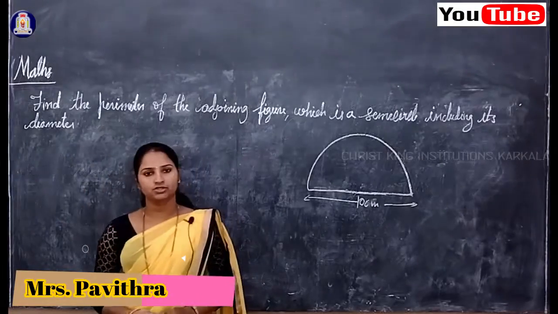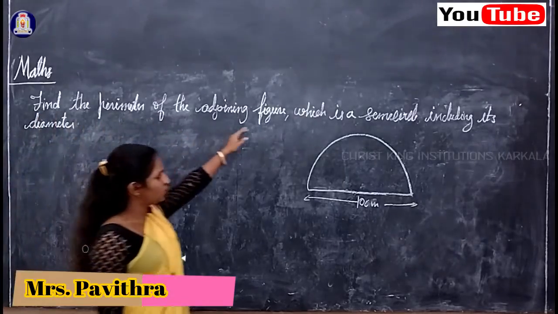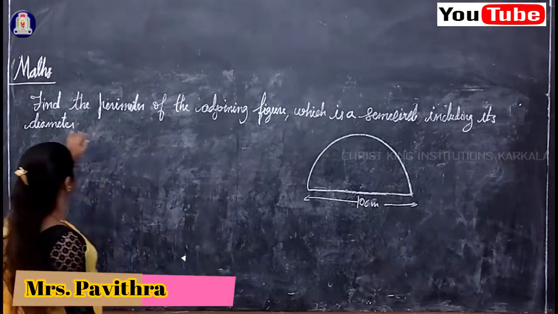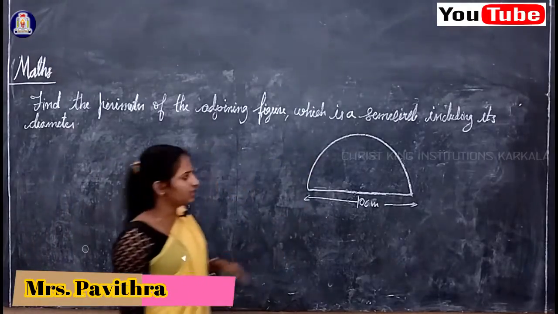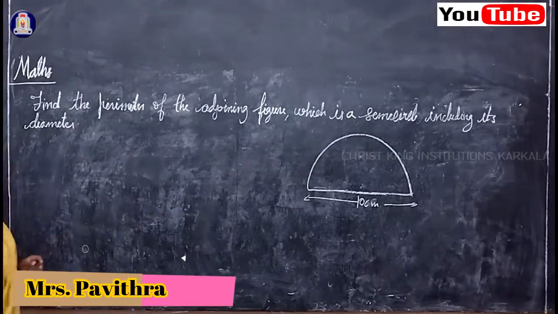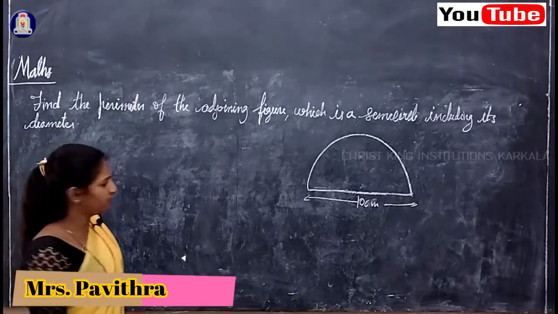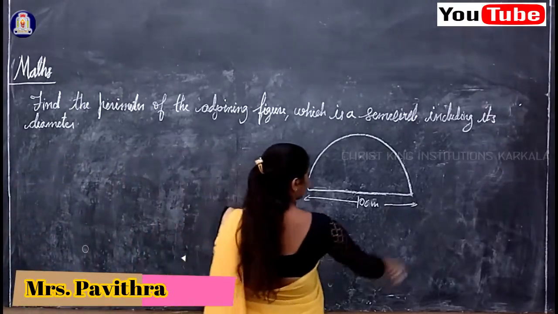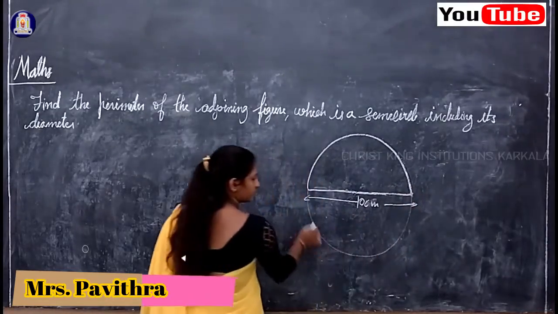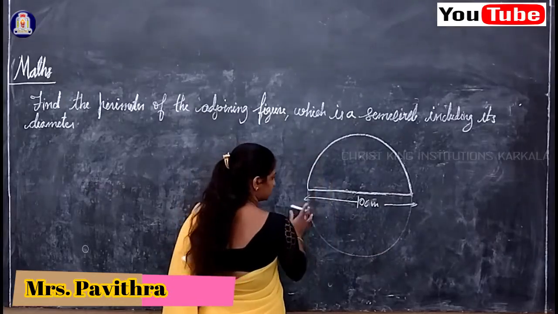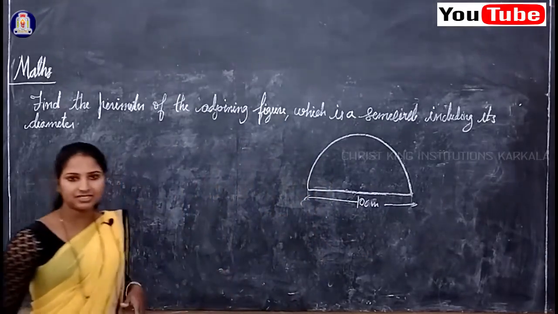Okay, the next question, find the perimeter of the adjoining figure. You have to find the perimeter of the adjoining figure which is a semicircle including its diameter. So the given figure is a semicircle, not a full circle. That is a half circle. Semicircle means a half circle. If we join this, we will get one full circle, isn't it?